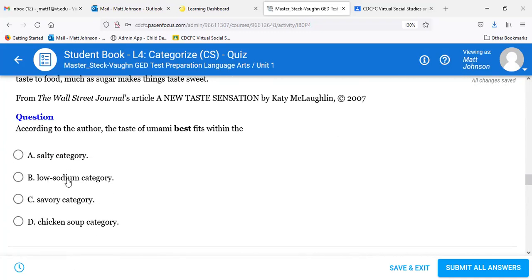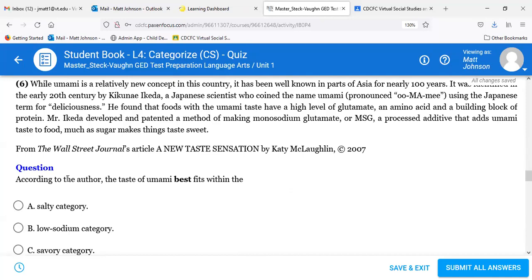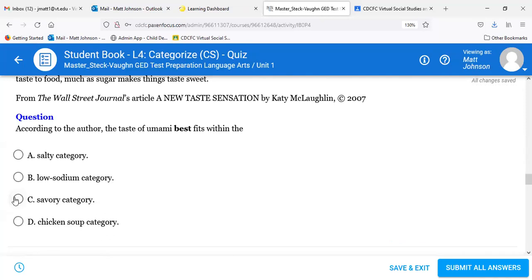All right, same passage. Also, according to the author, the taste of umami best fits within A, the salty category, B, low sodium, C, savory, or D, chicken soup. C. Yeah, C. The other ones are basically, you know, salty is its own, one of the four kinds of tastes. And the other ones are more descriptions. Low sodium is what they're trying to put the umami flavor into, and then chicken soup is an example of that. So it would be a savory category.